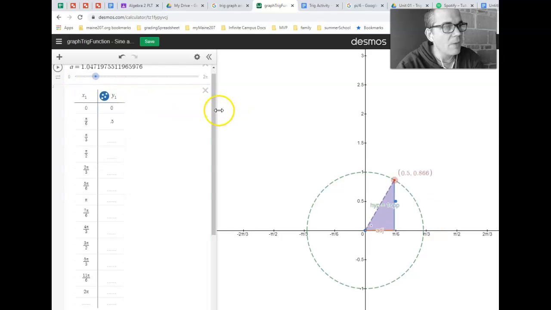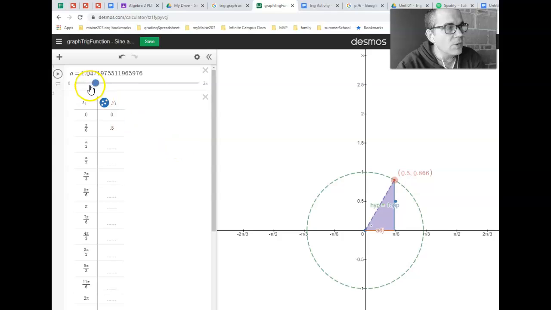Why does this keep dragging that down? That's frustrating to me. So now I'm at this value.